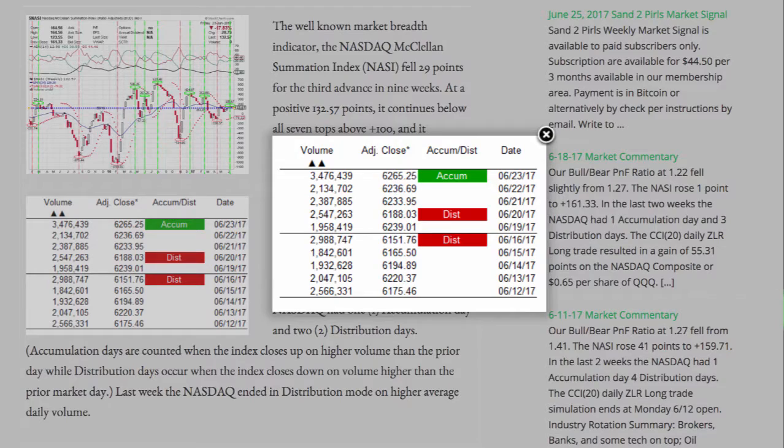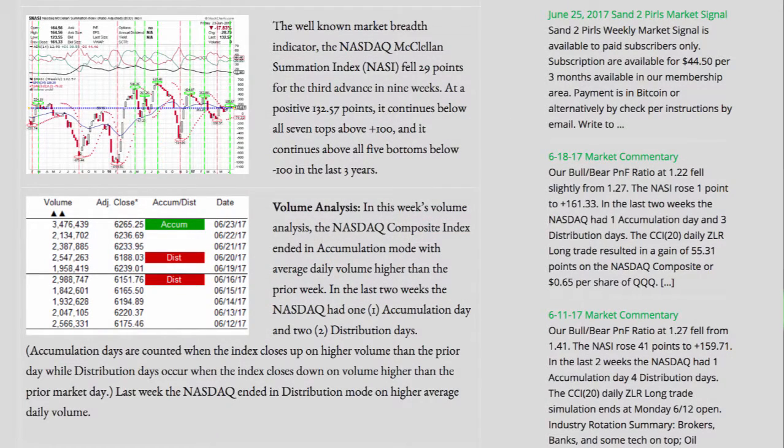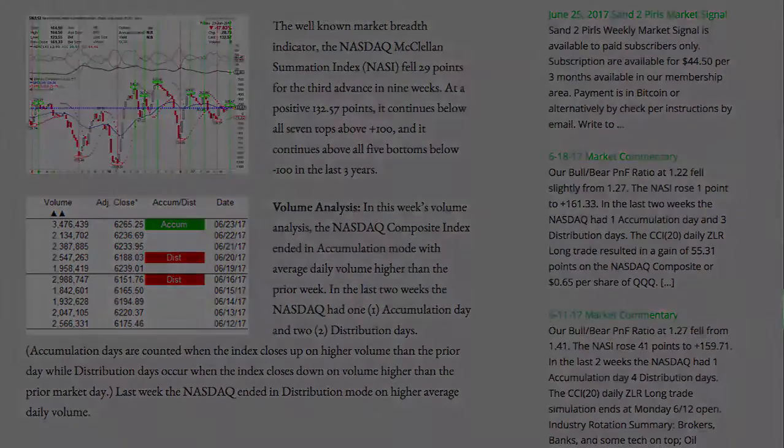Volume analysis. In this week's volume analysis, the Nasdaq Composite Index ended in accumulation mode, with average daily volume higher than the prior week. In the last 2 weeks, the Nasdaq had 1 accumulation day and 2 distribution days. Accumulation days are counted when the index closes up on higher volume than the prior market day, while distribution days occur when the index closes down on volume higher than the prior market day. Last week, the Nasdaq ended in distribution mode on higher average daily volume.